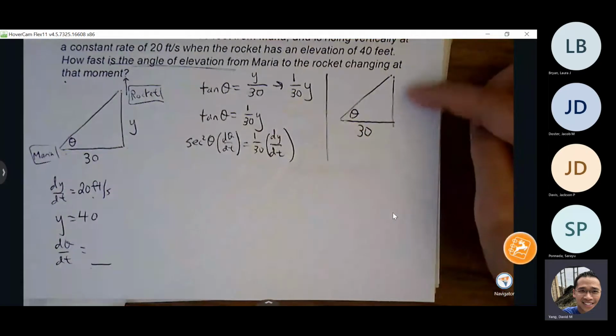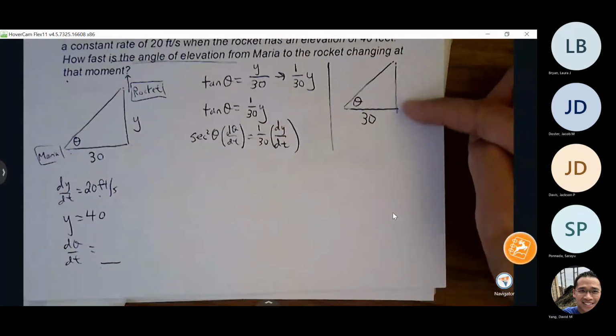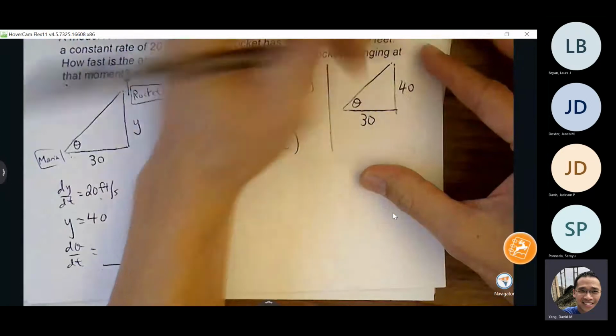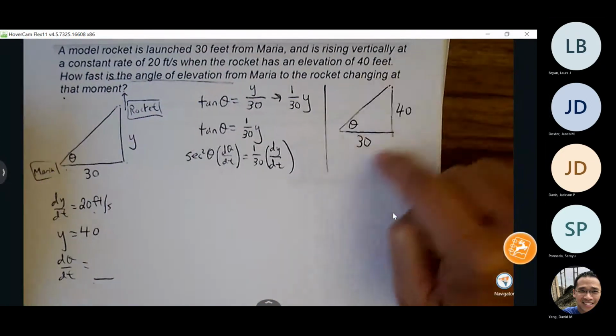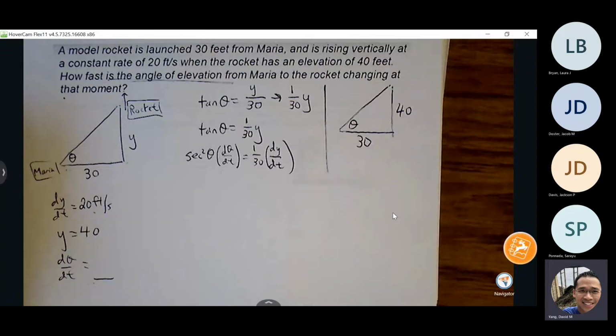Okay, this moment in time, this y is what? 40. I can find the missing side by using Pythagorean theorem. a squared plus b squared equals c squared. This is also a variation of the 3, 4, 5 triangle.